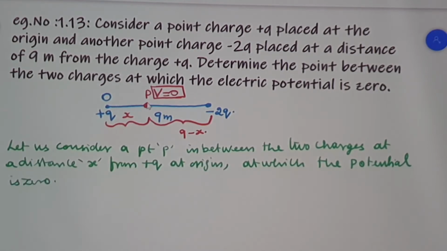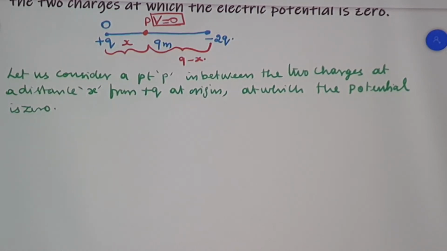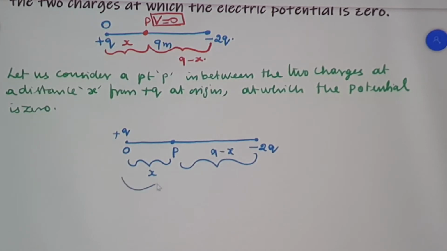So I am considering a point P at a distance of x from the charge plus q, which is kept at the origin, and at this point the potential is 0. I am drawing the diagram again and will explain it. You have the charge plus q here at the origin O, and here you have the charge minus 2q. In between I have taken a point P at a distance x, so this distance is 9 minus x, since the total distance is 9 meter.